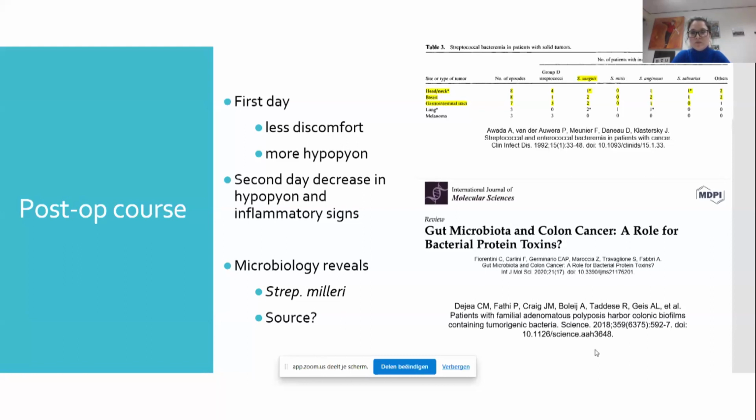As for example, the neck of the head of the breast. So there was also diagnosis done in this patient, and in the end, a colon carcinoma was diagnosed, and probably that could be the reason that the bacteria spread in his body and then caused his endophthalmitis. Also, there are publications about the gut microbiota and its role in colon cancer, and maybe bacterial protein toxins can play a role in developing colon cancer.